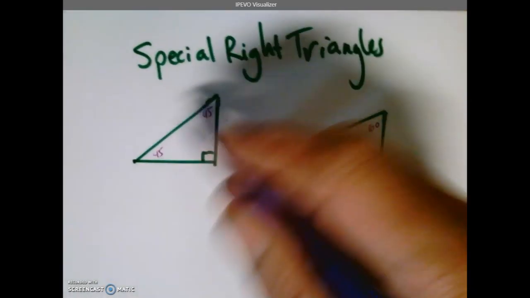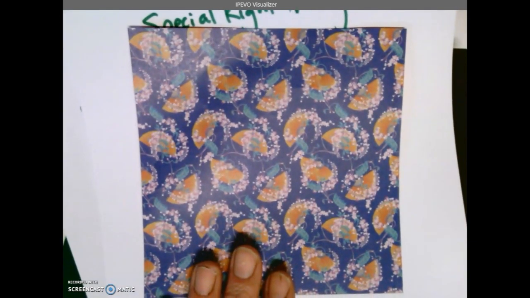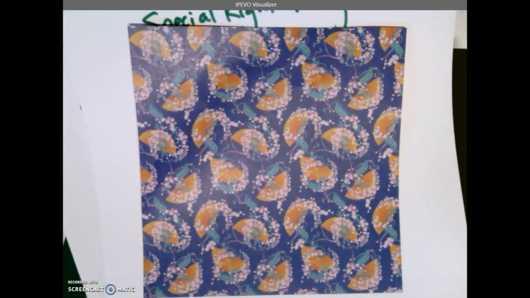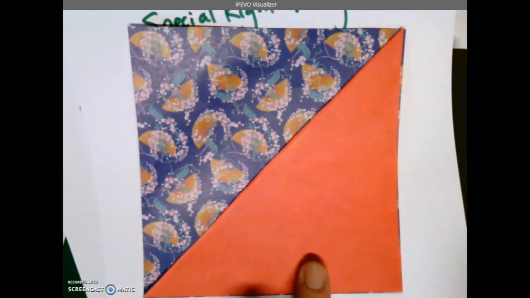This comes from a square. Now, if you watch my videos on origami, you'll notice that a square is a perfect shape for a piece of origami paper. All origami papers are that shape. And if we cut a square in half along the diagonal, you get this. A square has four 90-degree angles, so when you cut it in half, you get a 45 and a 45. So that's where you get the 45-45-90 triangle.